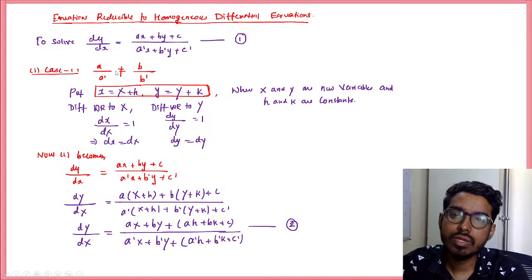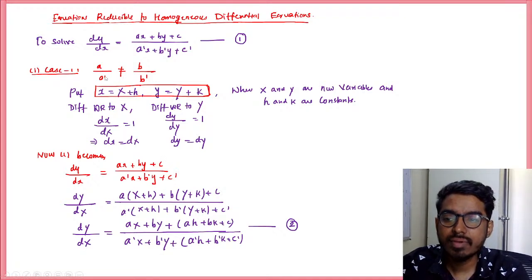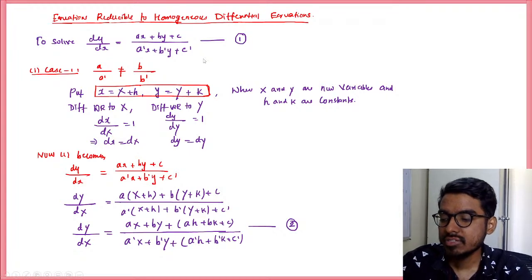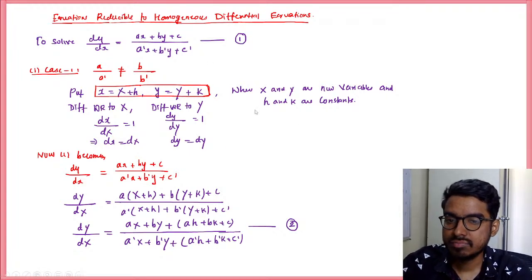Next class we will be moving on to case 2, where a/a' is equal to b/b'. If this happens, what is the procedure? And we will do some problems based on that. Okay? If you have any doubt, you can ask, or else we will wind up.